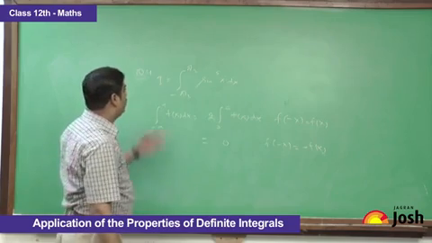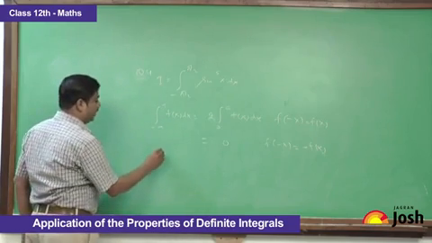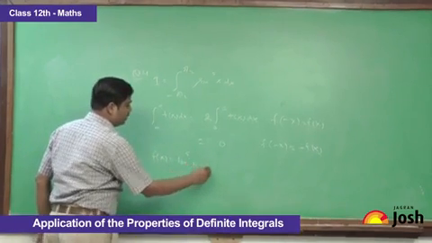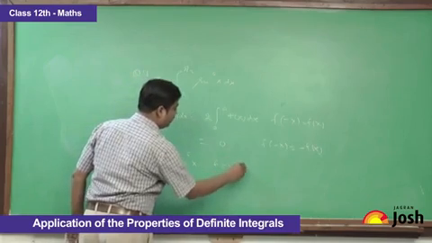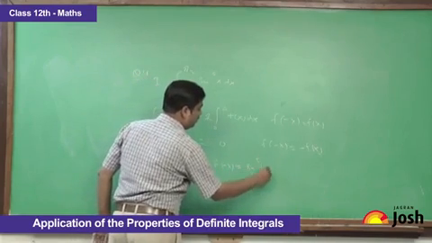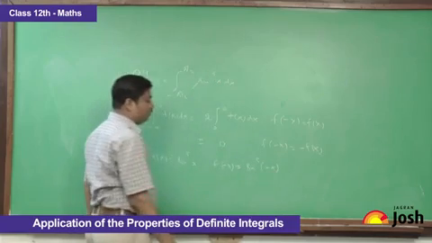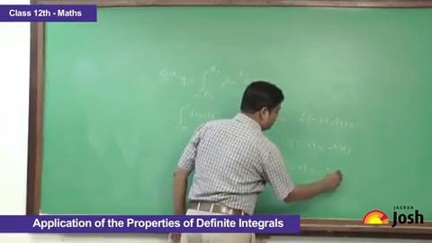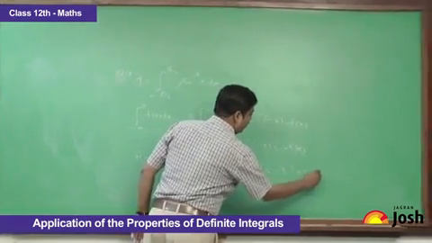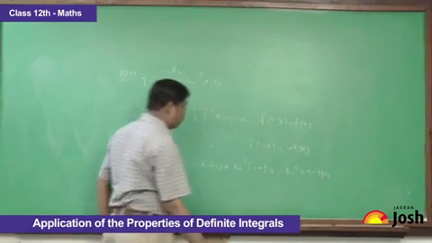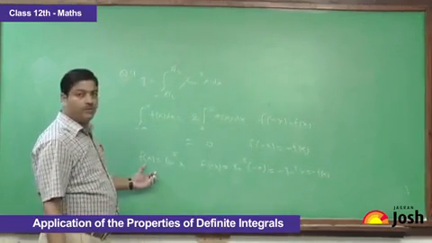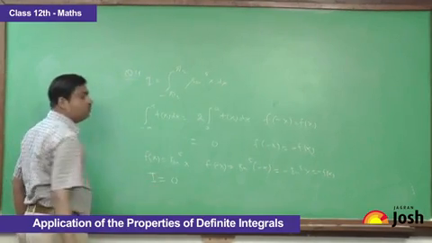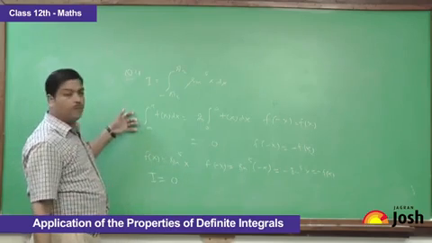As far as this question is concerned, we have f(x) as sine to the power 5x. So f of minus x is equal to sine to the power 5 of minus x, which is minus sine to the power 5x and hence minus f(x). So clearly this is an odd function and hence the integral value becomes 0 using the above property.